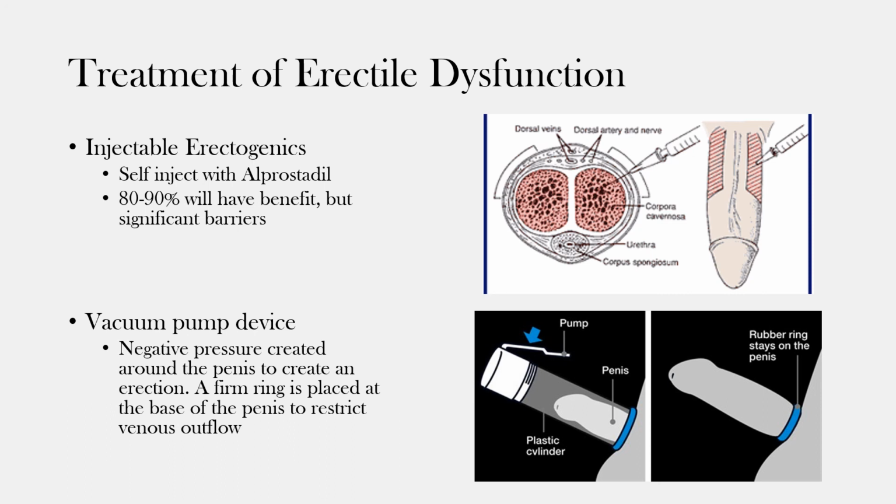At that point, a firm rubber ring is applied to the base of the penis, and it stops the venous outflow. At that point, you have an erection and can have sexual intercourse, and then you would have to remove the rubber ring. So that's also an effective way.